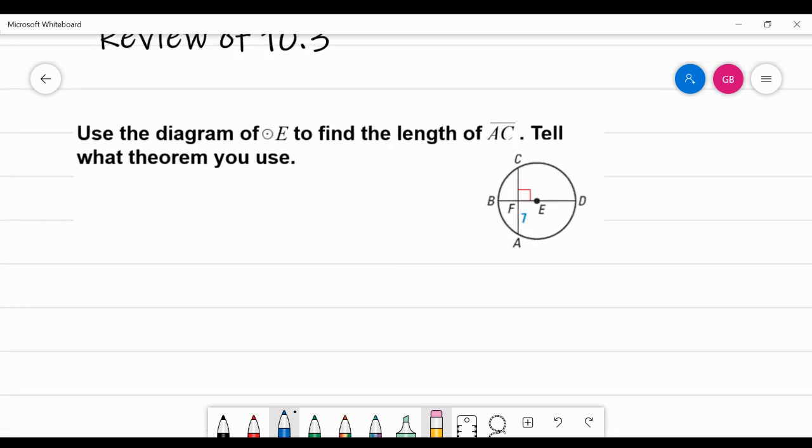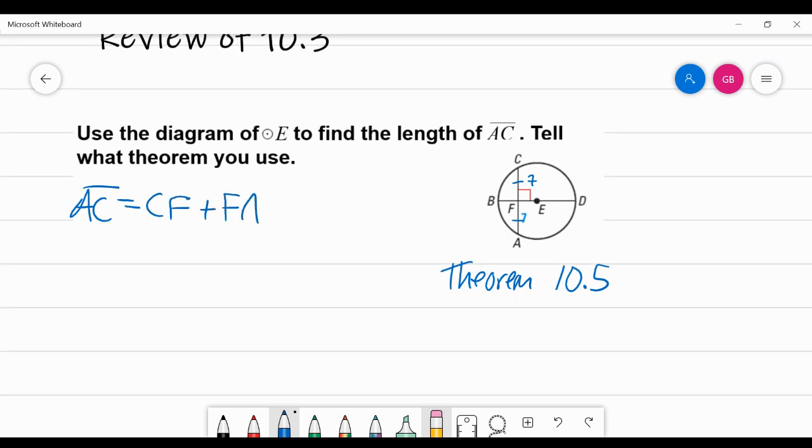So here we have a diameter that is perpendicular to a chord. So by theorem 10.5, and you can find this in detail on the PowerPoint with the notes, that means that CF is congruent to FA. So CF is also 7. So AC is equal to CF plus FA, which is 7 plus 7, which is 14.